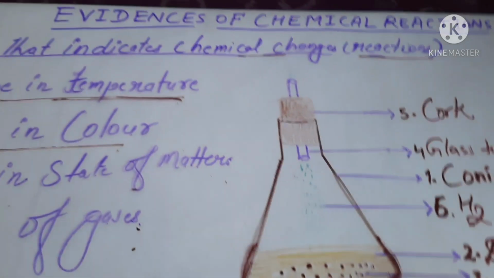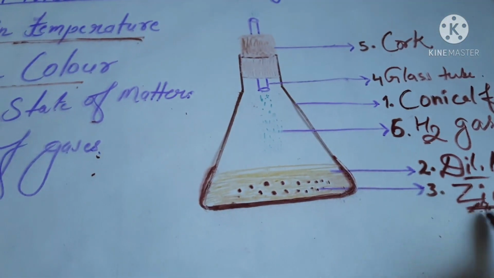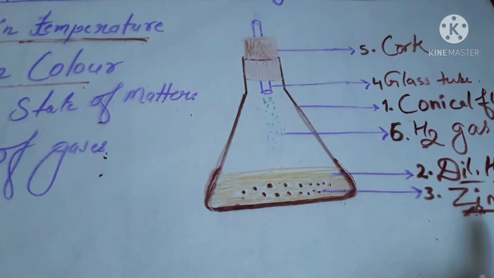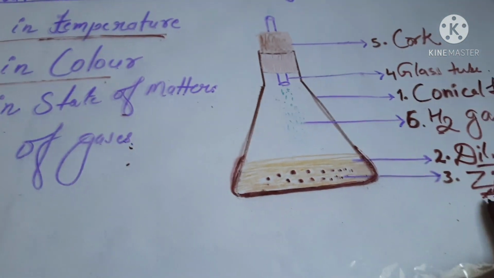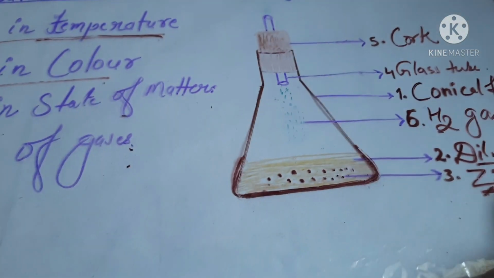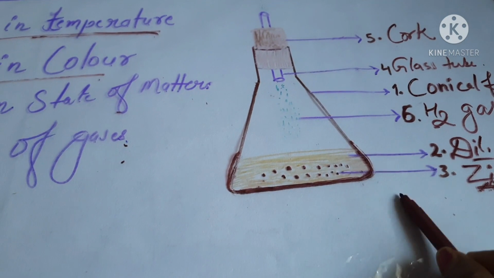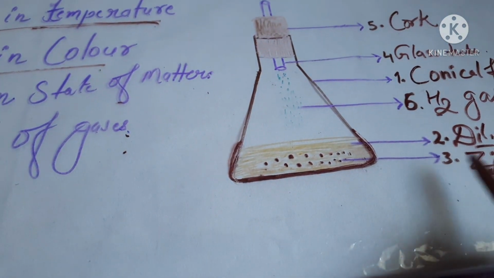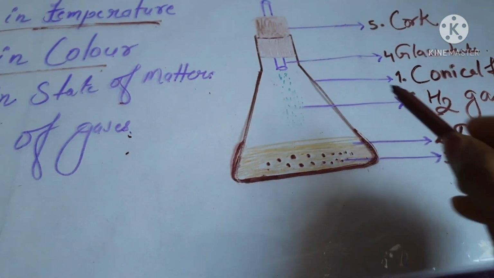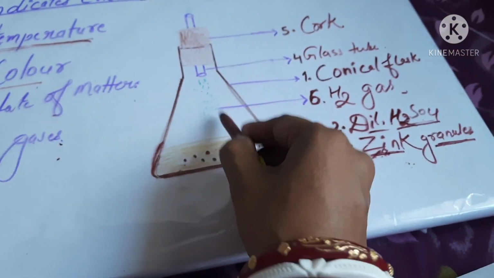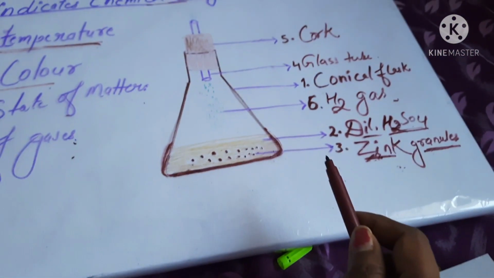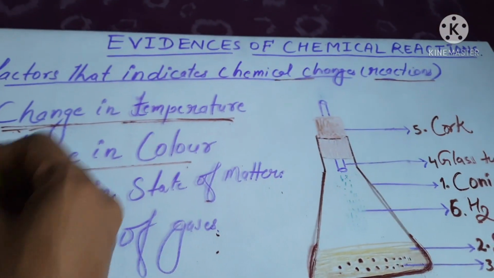So what we observe is that a change in color takes place. So we also get the second factor.